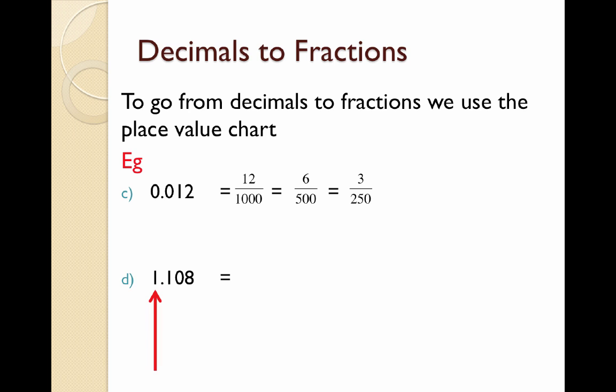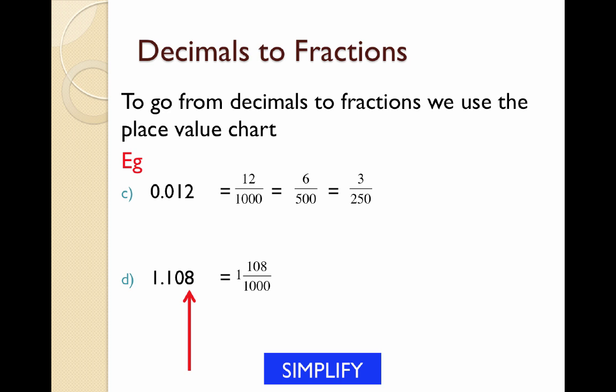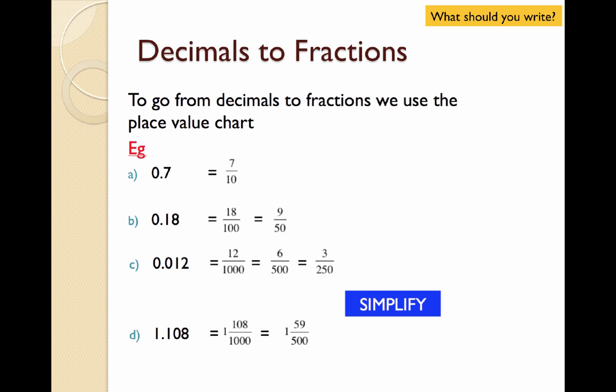Finally, I have an example with a whole number in our decimal, 1.108. That 1 is going to be the whole number in a mixed fraction. The 8 is in the thousandths column, meaning that our fraction is going to be 1 and 108 out of 1,000. That 108 is all the numbers after the decimal point. Again, we need to simplify the 108 out of 1,000, meaning that our fraction can simplify down to 1 and 59 over 500.